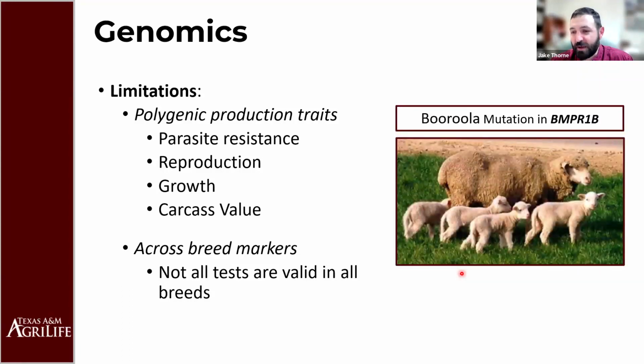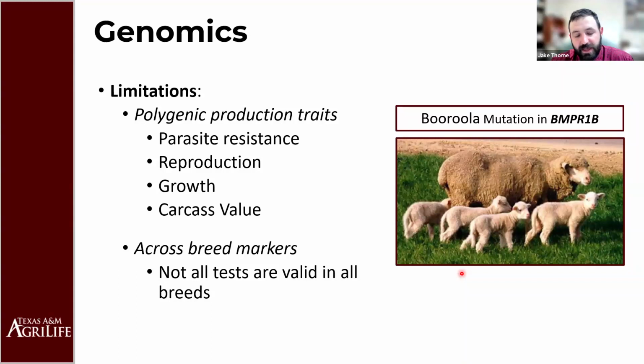Maybe the one exception to that rule that you may have heard of is the Booroola mutation. There is a particular mutation of the BMPR1B gene that does really increase ovulation rate and can cause females to produce an extra lamb or two in certain situations. But in all reality, that's a pretty rare situation.